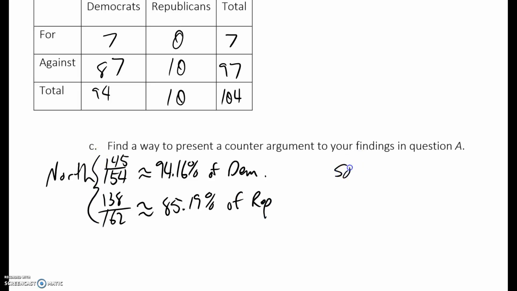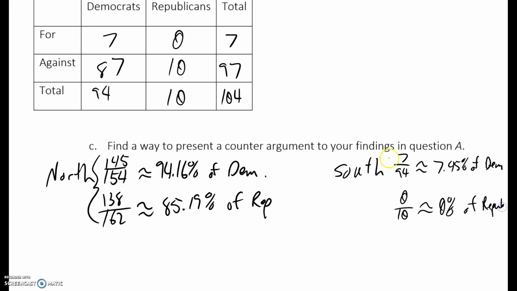If we're talking about the south, we do the same kind of breakdown here. In the south, 7 of the 94 Democrats voted in favor of the act, so that's 7.45% of the Democrats. And then for Republicans, we had 0 of the 10 representatives down there voting in favor of it.